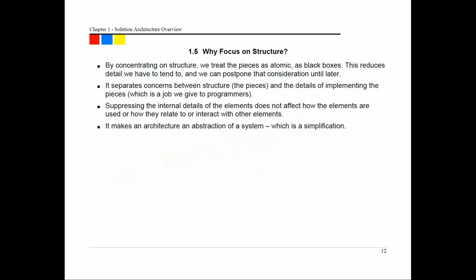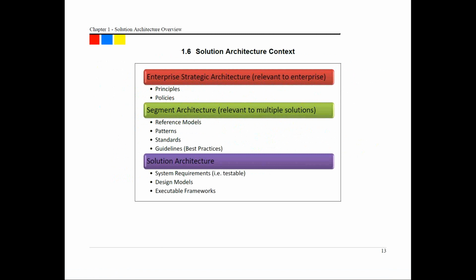So it makes the architecture an abstraction of a system, a simplification. So when we're thinking about the architecture and asking questions about whether we can handle the workload that we need to handle, or whether we can maintain this, or whether we can survive a network outage in a particular area, we don't have to deal with the down and dirty details of the implementation. So we can focus on the higher level aspects.